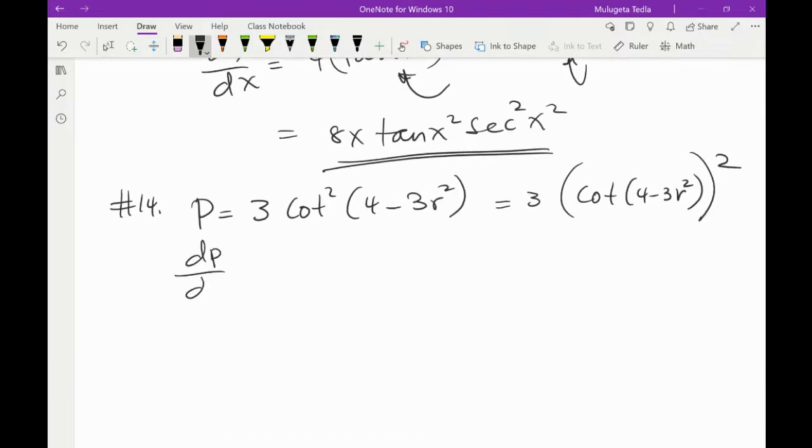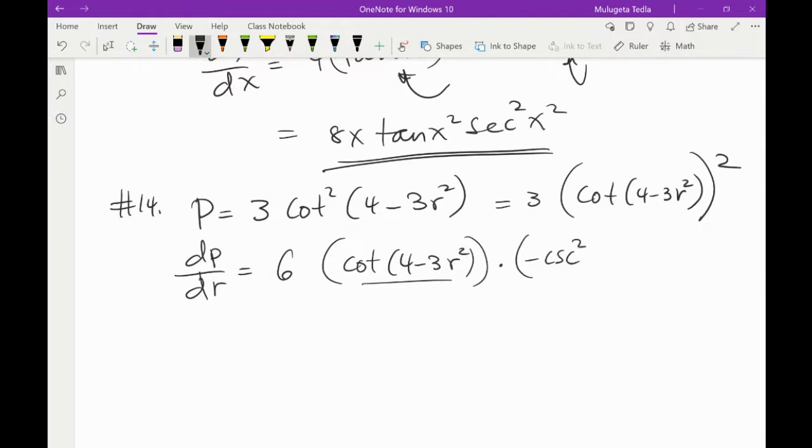So dp by dr is, bring the exponent up front, write the base, cotangent of 4 minus 3r squared, reduce the exponent by 1, so that's 1, times the derivative of the inside. What is the derivative of cotangent? It is minus cosecant squared of the angle times the derivative of the angle. The derivative of 4 is 0, the derivative of 3r squared is minus 6r.